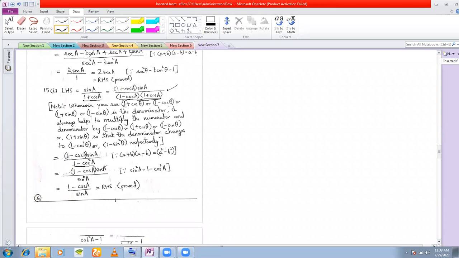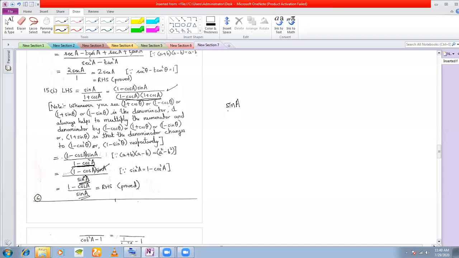Now, once I get an A square minus B square form here, that form is 1 minus cos square A. And I know 1 minus cos square A is sine square A. So I write it and I see that 1 sine cancels with this. So I only get a 1 sine in the denominator, 1 minus cos A by sine A. Now remember that this proof could also have been given to you in this manner.